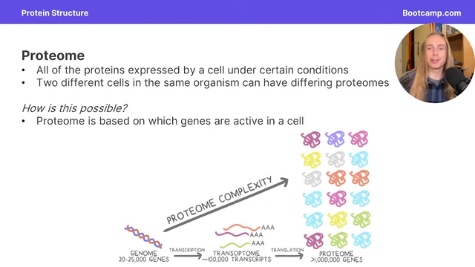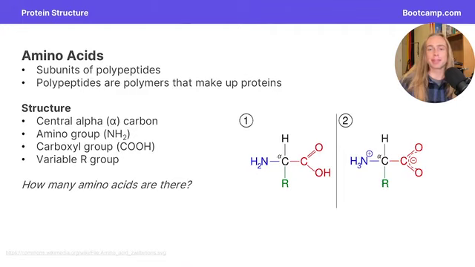And great, so hopefully you remembered that proteins are coded for by genes. Genes are just sections of the DNA. So depending on which sections of the DNA or which genes are active, that's going to determine what proteins are expressed within a cell. The basic subunits of proteins are amino acids. Amino acids will combine together to form polypeptides, and polypeptides will make up a protein.